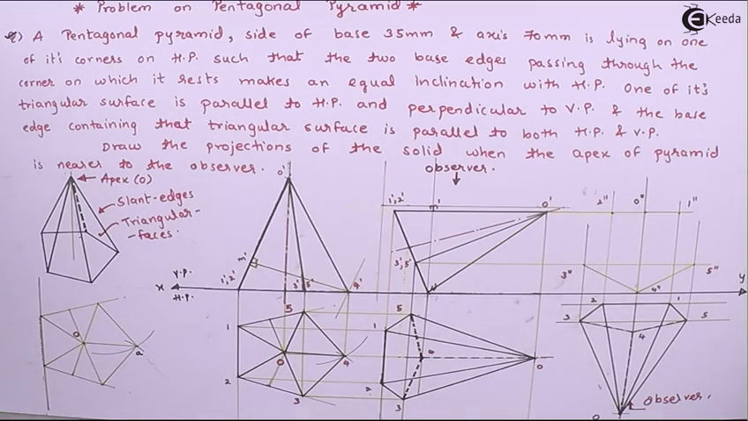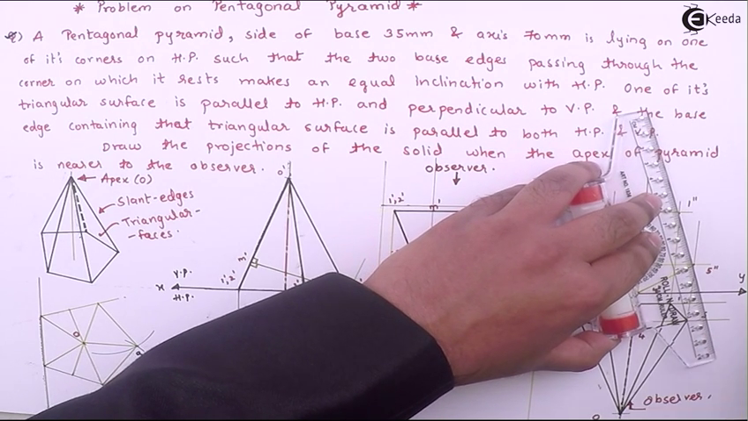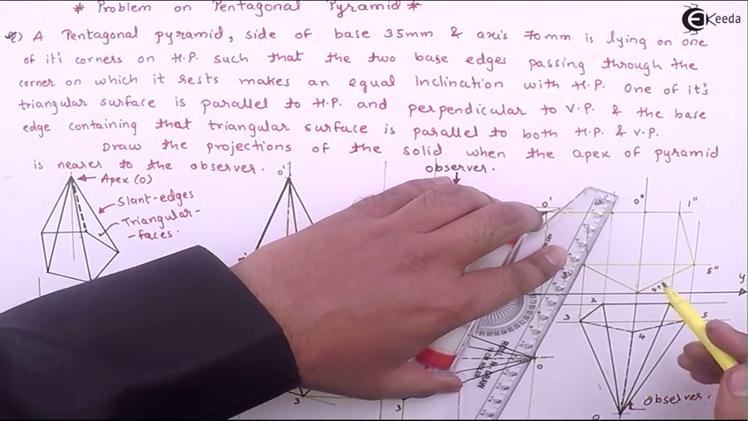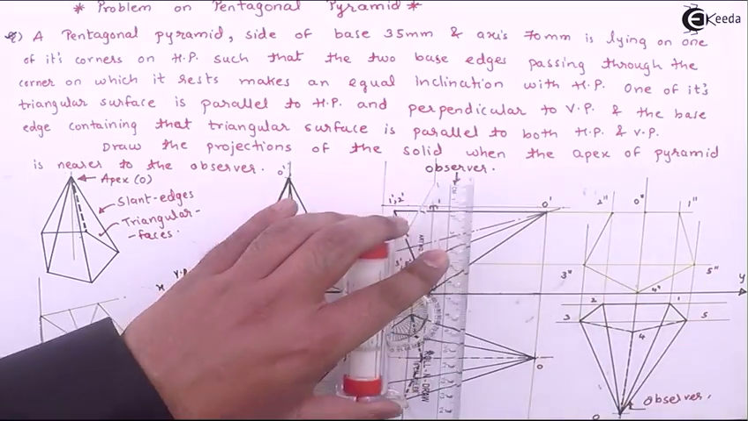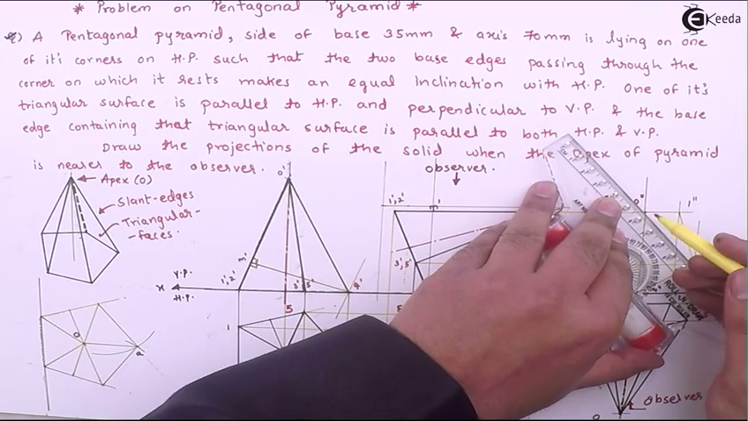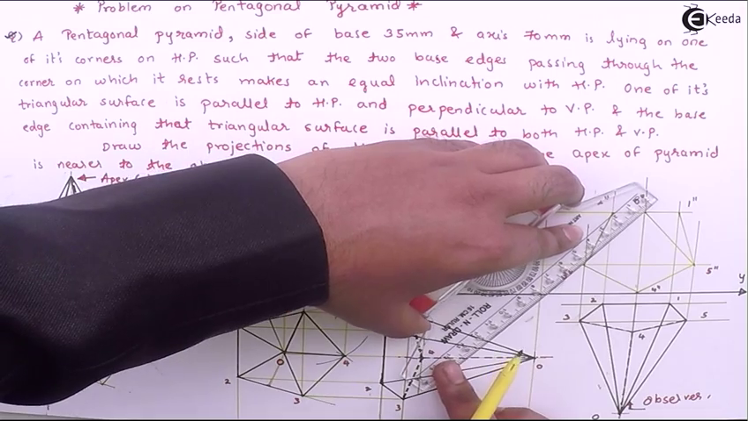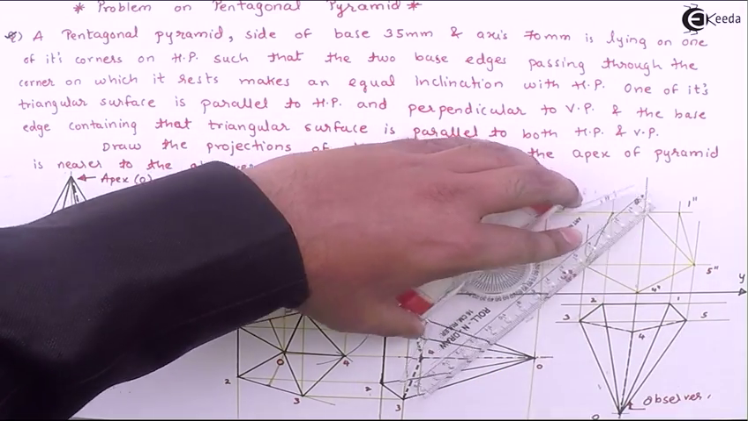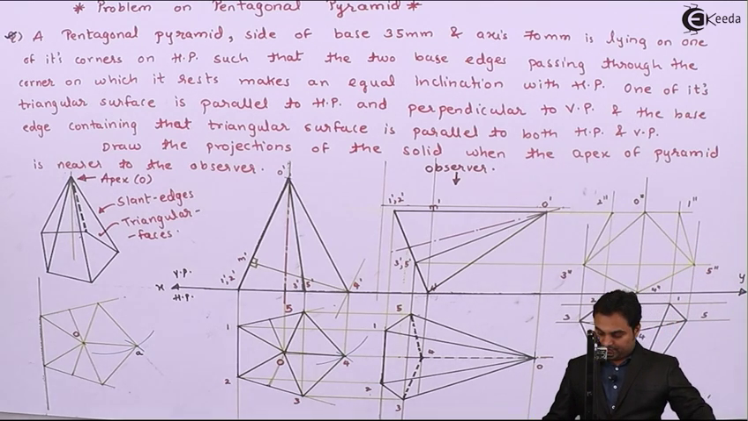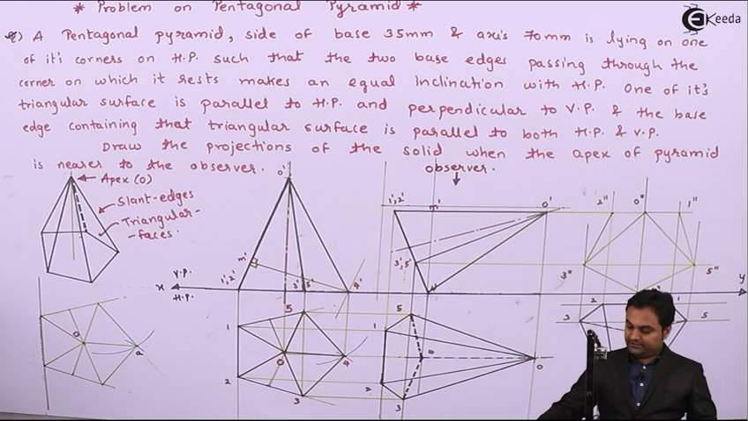So connecting all the points here, edge 5 double dash to 1 double dash visible, 2 double dash to 3 double dash visible. Next, O double dash 5 double dash are connected. O double dash 3 double dash are also connected because they are closer to the observer. Edges are visible. Next, here I'll make it dark.